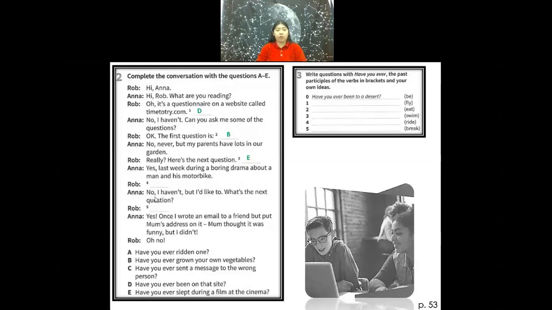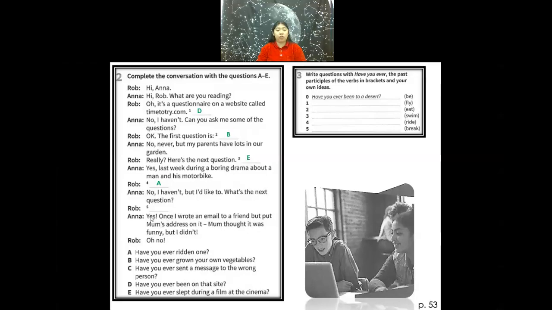Number 4, there's another question here. Let's look at her response. No, I haven't, but I'd like to. What's the question? Okay, number 4 should be A. Have you ever ridden one? Because she mentioned motorbike in her previous answer, Rob used that one to ask her another question, and her response is she hasn't ridden one before.